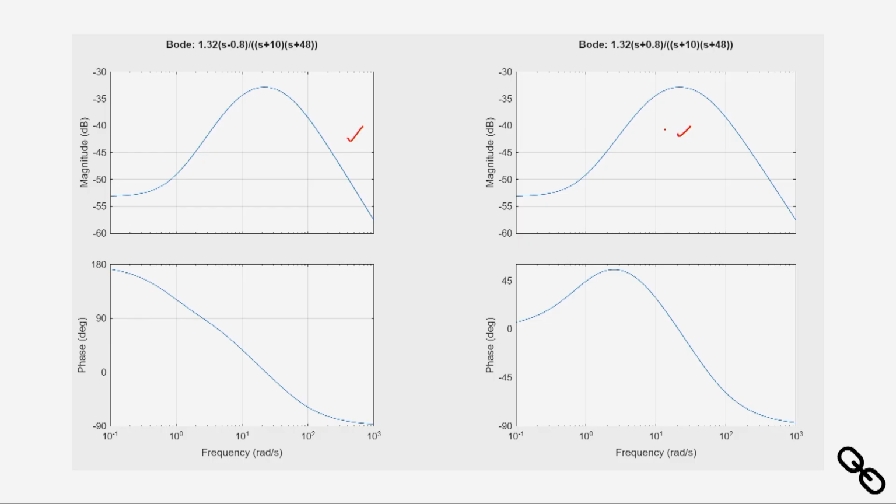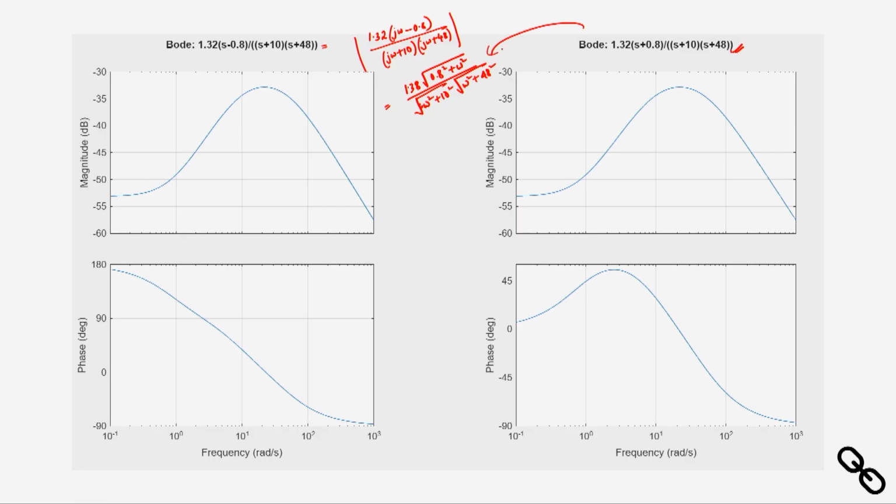In the magnitude plots there is no change, and why is that? You should understand why, because if I have to find the magnitude of this, 1.32 (j omega minus 0.8) by (j omega plus 10) whole into (j omega plus 48), what is the magnitude? It is 1.38 times root of (0.8 square plus omega square) by root of (omega square plus 10 square) times root of (omega square plus 48 square). Where is the same thing if you do here?